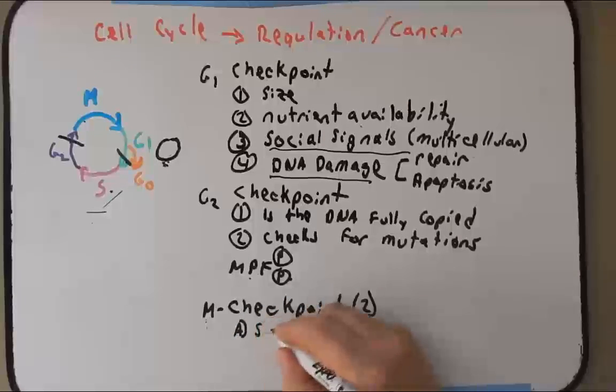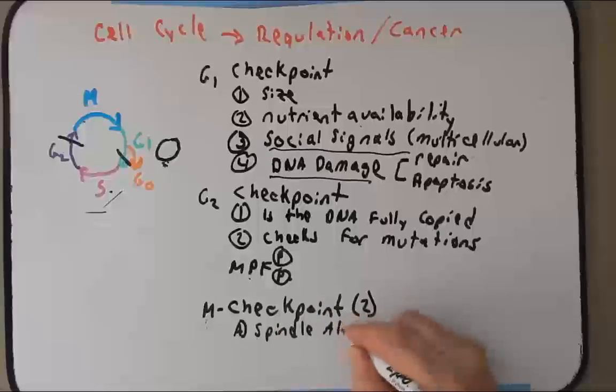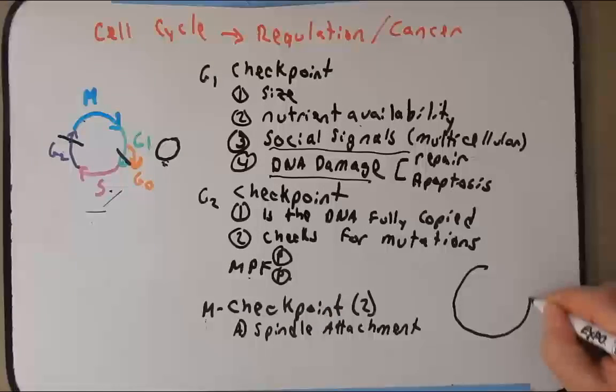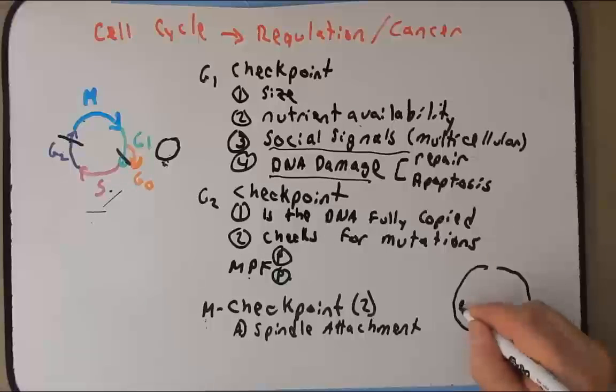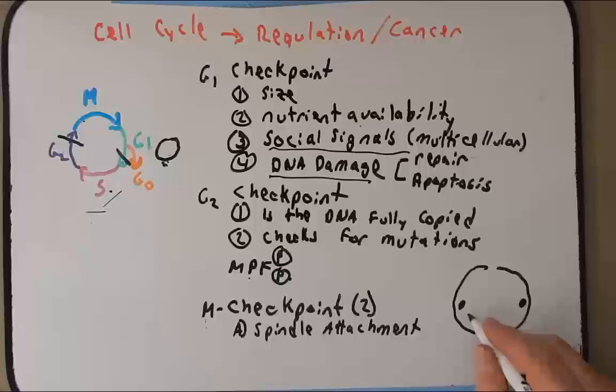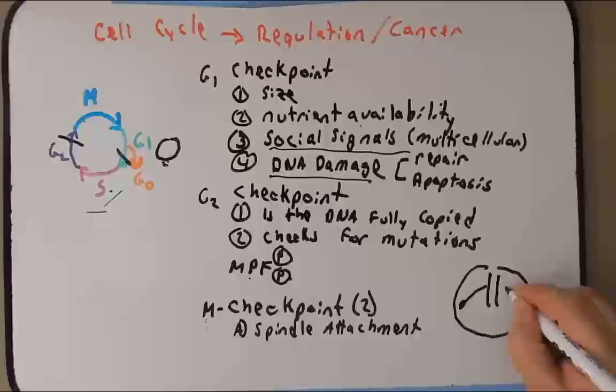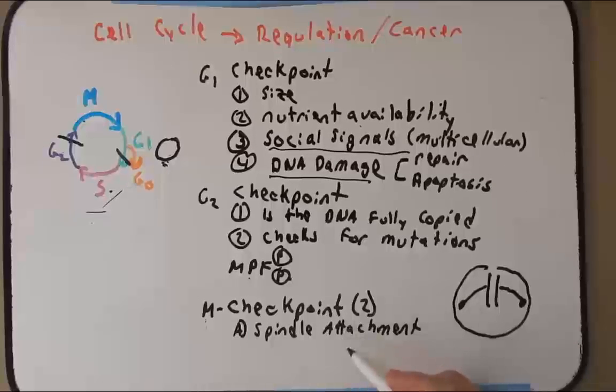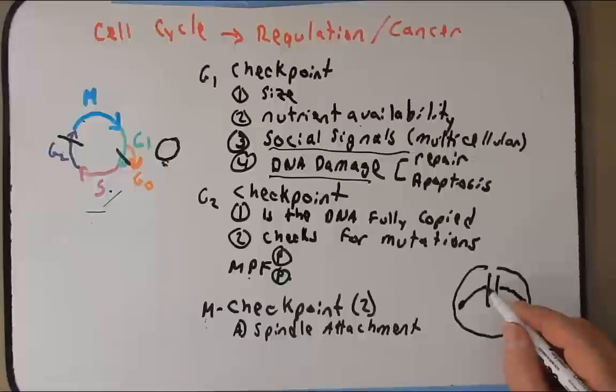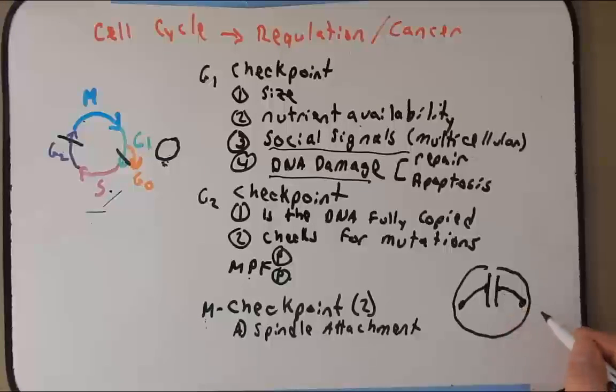The first one is the spindle attachment. Remember, you have your cell here in mitosis, and you have these centrosomes that send out these spindles that attach to chromosomes. Before a cell can move past this checkpoint, move past metaphase, all of these spindles have to be attached to a chromosome. If they're not attached, the cell cycle will stop right here. If there's an error here and it goes past this checkpoint without them being attached, you can end up with cells that have fewer or more chromosomes in them.